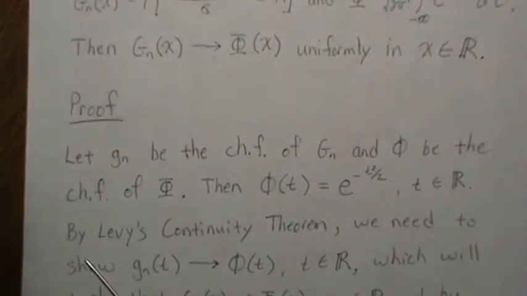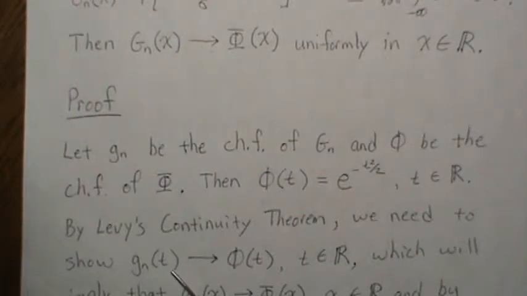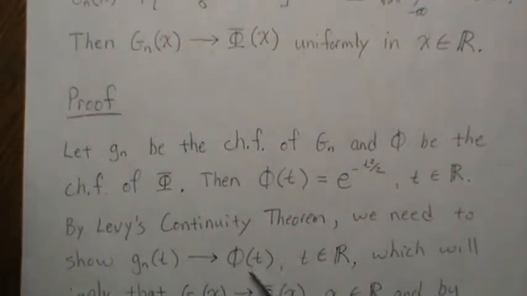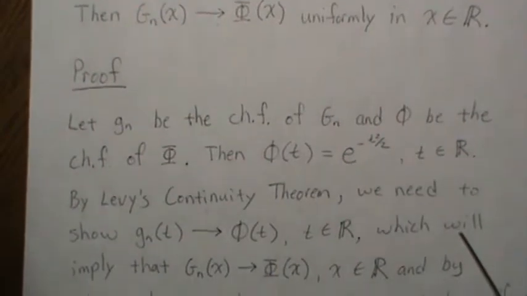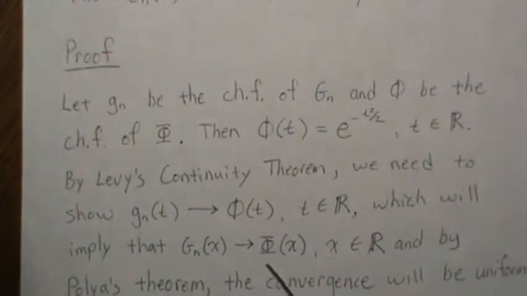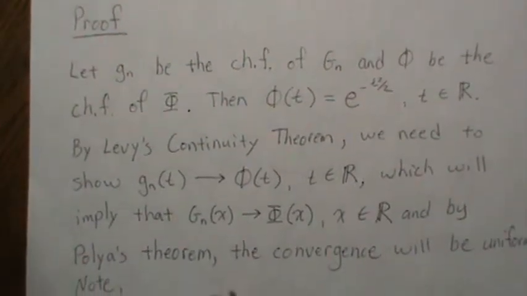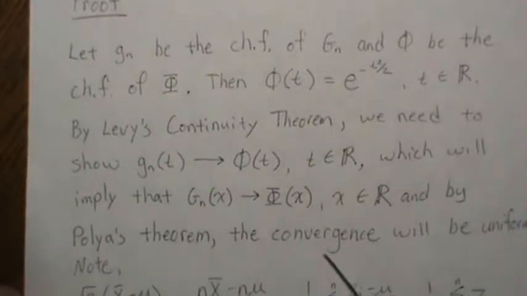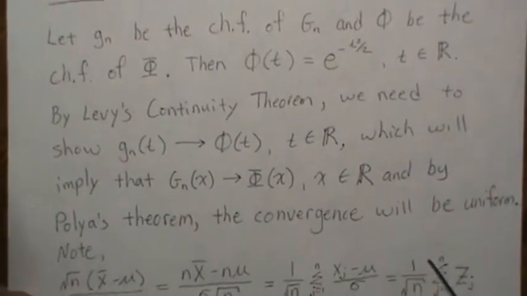Then by Levy's continuity theorem, we need to show that the characteristic function converges to this characteristic function that we know. This is for t in the real number line, which will imply that the distribution functions converge, and that's really what we're after here. And then by Polya's theorem, we know that the convergence is uniform.